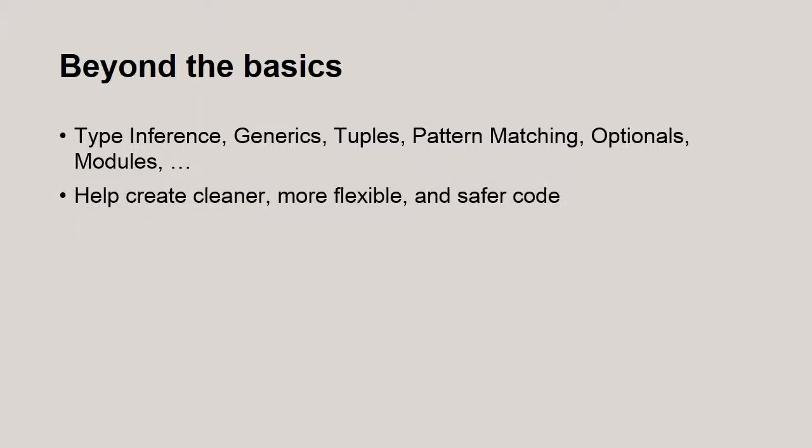Beyond the basics. Swift comes with many modern features that weren't available to iOS developers until its release in 2014. These include type inference, generics, tuples, pattern matching, optionals, modules, and more. Most of these features help you create cleaner, more flexible, and safer code, or help you encapsulate parts of your code better than Objective-C could.